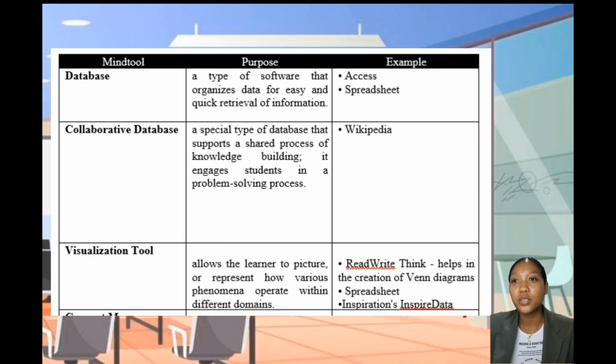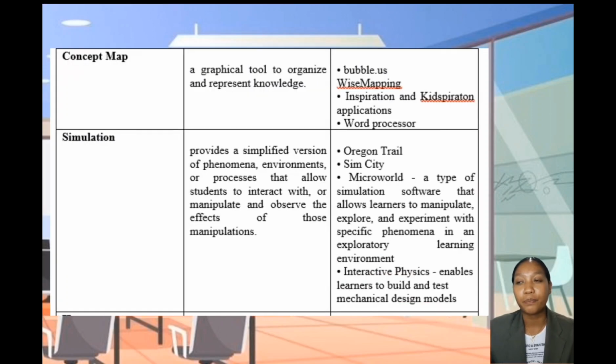Next mind tool is visualization tool. Allows the learner to picture or represent how various phenomena operate within different domains. Example, Read Write Think helps in the creation of Venn diagrams, spreadsheet, and Inspiration. Next mind tool is concept map, a graphical tool to organize and represent knowledge. For example, Bubbl.us, Wise Mapping, Inspiration and Kidspiration applications, and word processor.